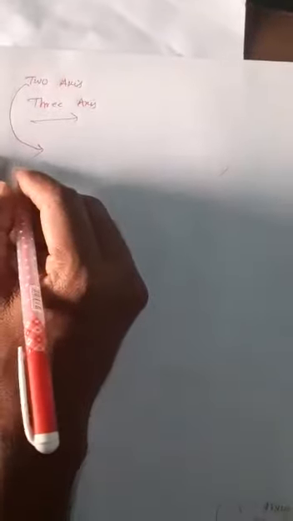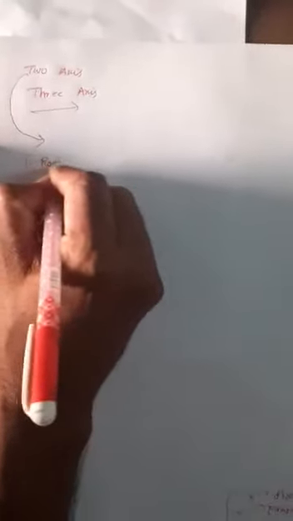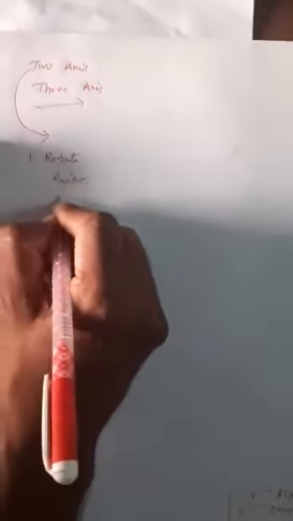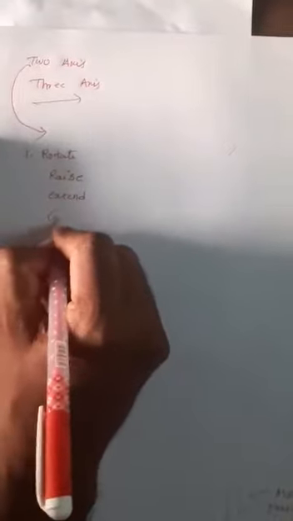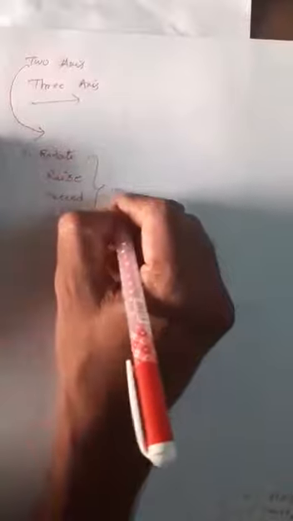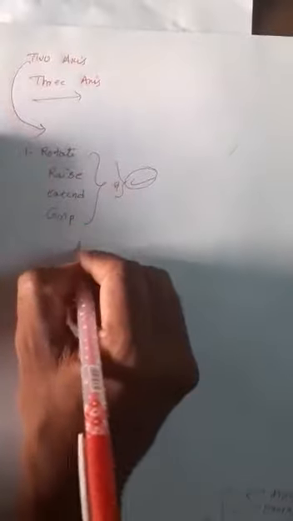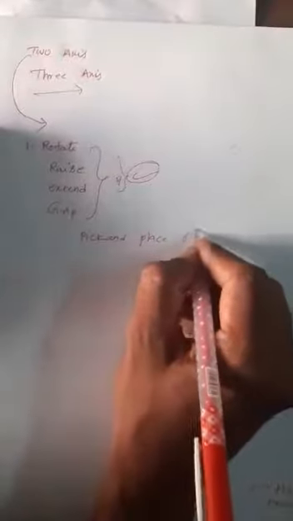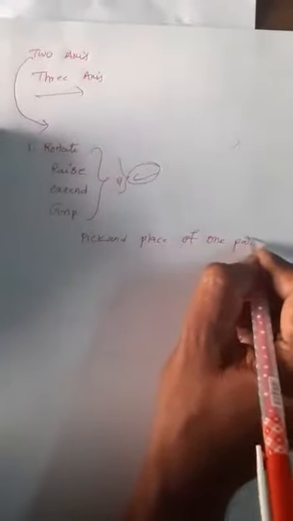Coming to the 2-axis robot control, basically we perform 4 operations. What are those 4 operations? Rotate operation, rise operation, extend operation, grip operation. By using these 4 operations and the inverse of these 4 operations, we can perform one operation. That operation is nothing but pick and place of one part by using the robot. That's why this 2-axis robot is called a pick and place robot.